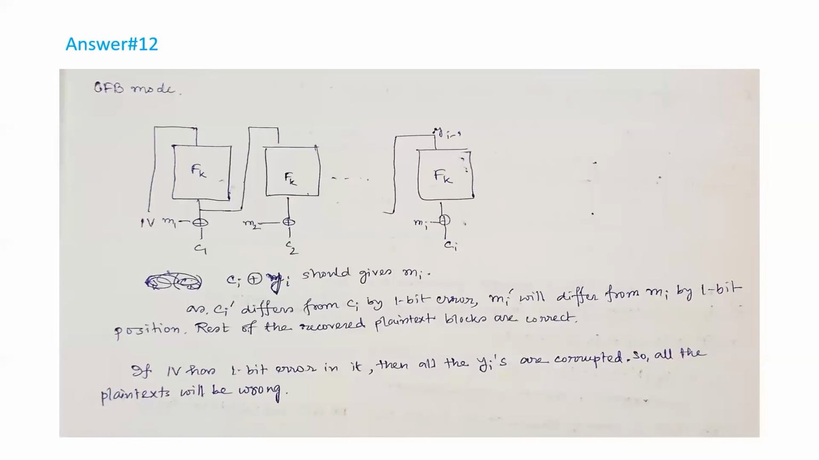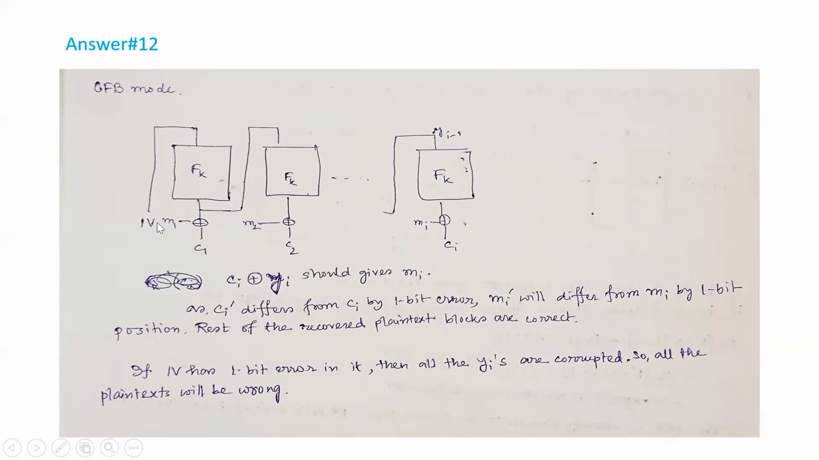In case of OFB mode, let's say for some CI, you receive an erroneous ciphertext block CI dash, which differs from CI by only 1 bit. Actually, to get back the plaintext MI, you do CI XORed with YI. So this output we are calling YI. Now, as CI dash differs from CI by only 1 bit, MI dash will also differ from MI by 1 bit position, and the rest of the recovered plaintext blocks are actually correct. So in case of OFB mode, corresponding to the ciphertext block CI, the decrypted message block MI will differ from the original plaintext block MI by only 1 bit.